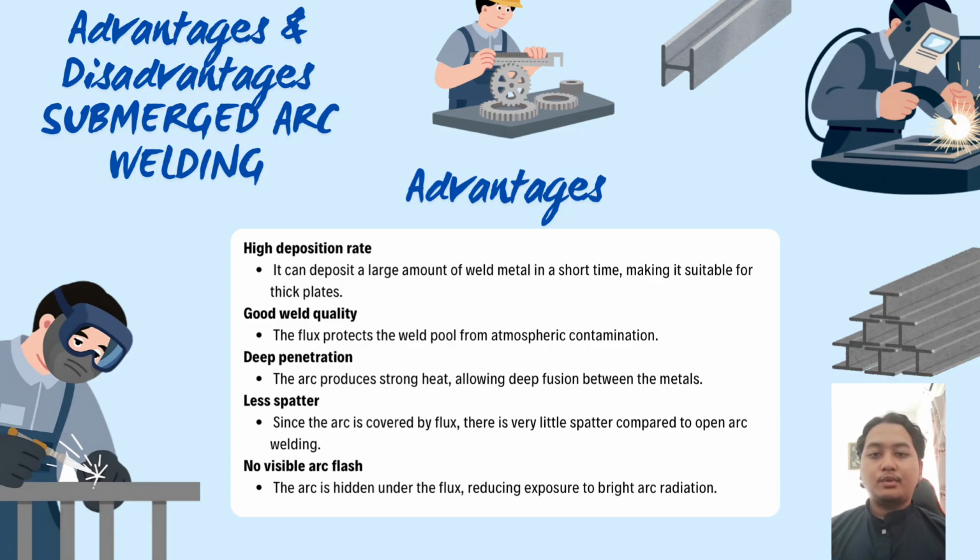Fourth, this method produces less spatter. Since the arc is fully covered by flux, the welding process is cleaner compared to open arc welding. And lastly, there is no visible arc flash because the arc is hidden under the flux. This reduces direct exposure to bright arc light and improves operator comfort. These advantages make submerged arc welding useful for high quality and highly productive welding work.